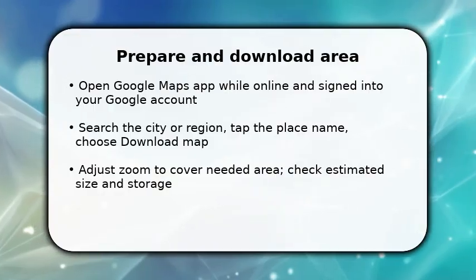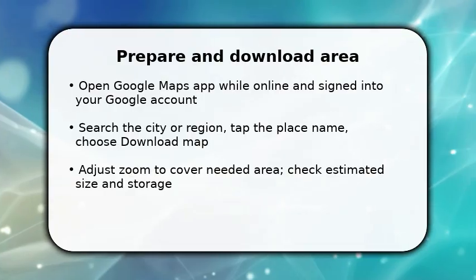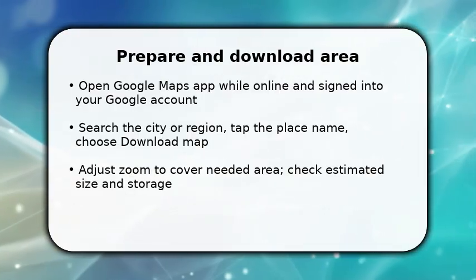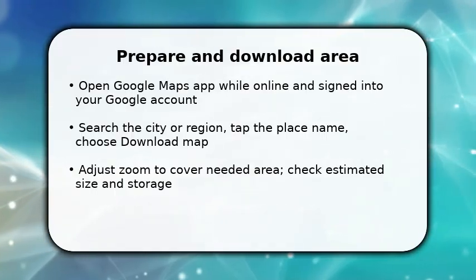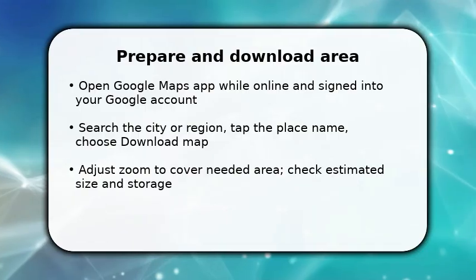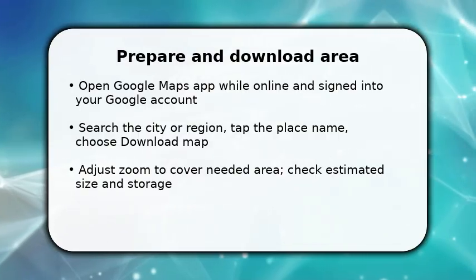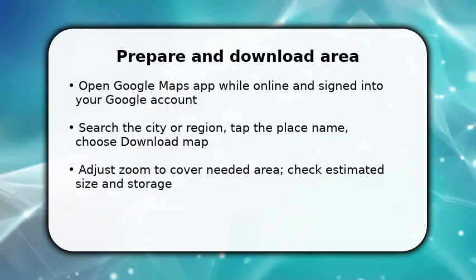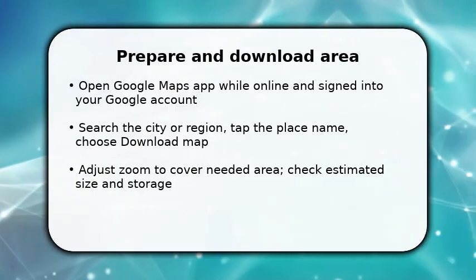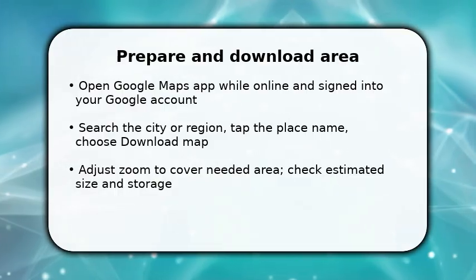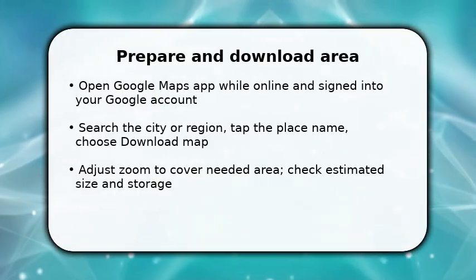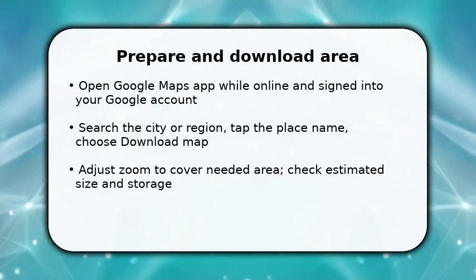You start by preparing the map you'll use offline. Open Google Maps while connected and signed in, then search the town or region you need and tap its name. Once the map preview appears, select Download Map and adjust the zoom so it covers your route. This controls file size and detail. Make sure you have enough storage and Wi-Fi to avoid mobile charges. Once done, the map saves to your device so navigation can use it without a signal.